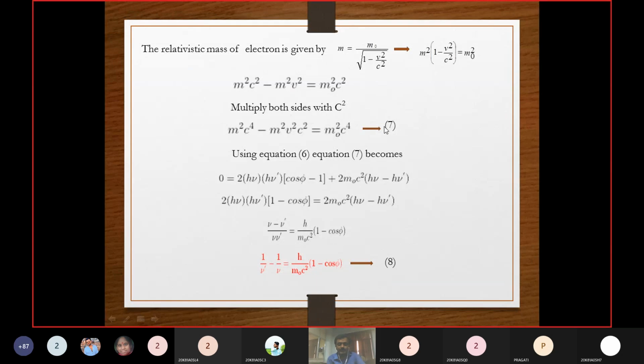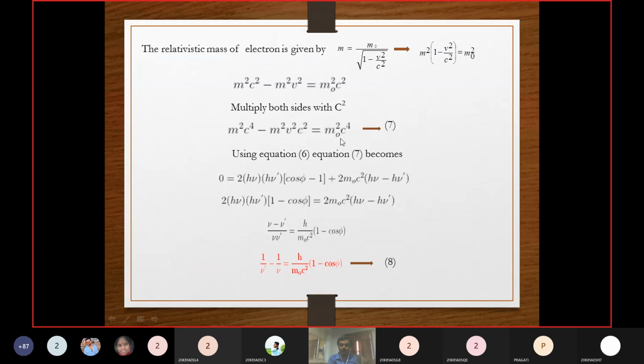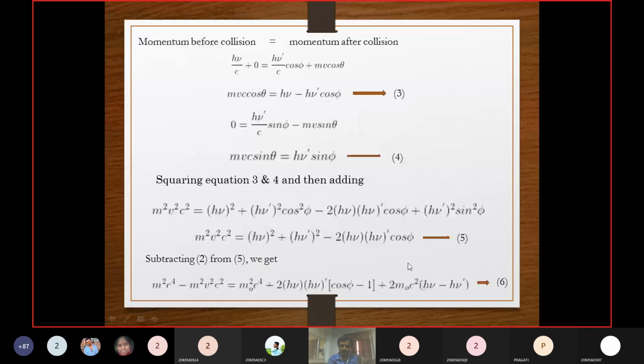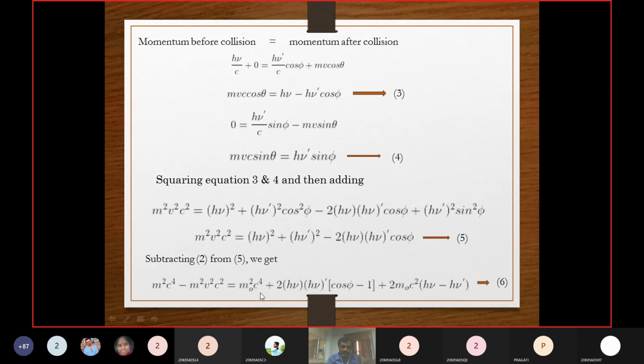Now using equation 6 and 7. Before this is equation 6 here. In that m square c power 4, we are substituting this value. Otherwise m naught square c power 4 will be there. So in that m naught square c power 4, we are substituting m square c power 4 minus m square v square c square.